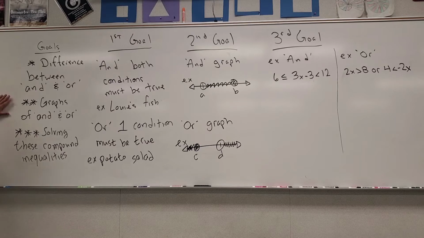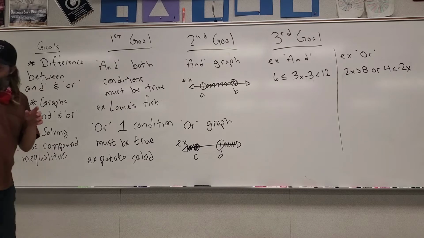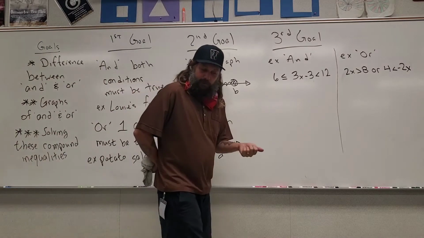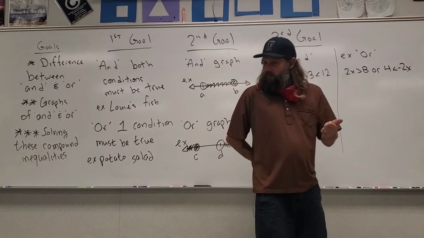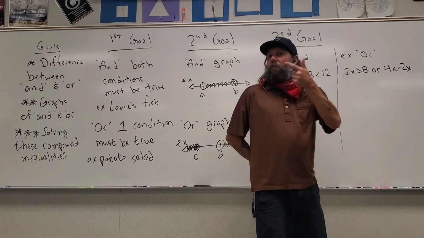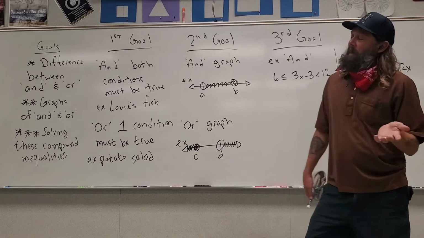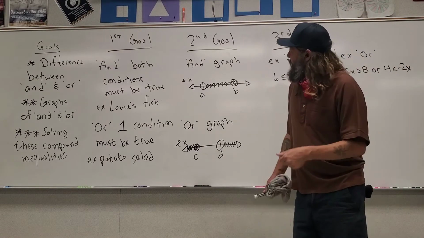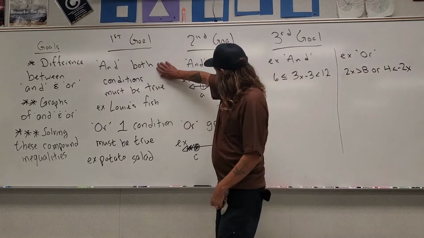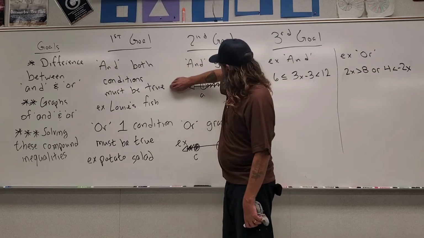We're also going to talk about the graphs of these and or situations. And we're going to solve these, and these are called compound inequalities. So when we have a compound inequality, we're either dealing with an and situation or an or situation. All right, so let's just go ahead and jump into our first goal. An and situation, both conditions must be true.